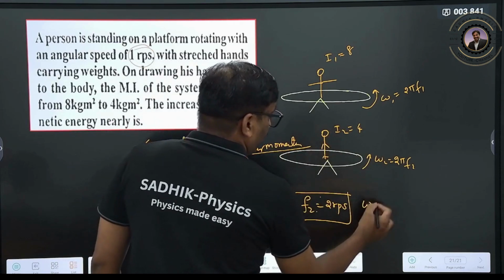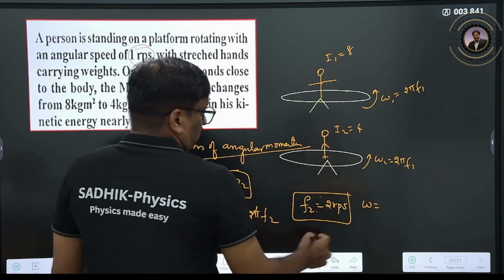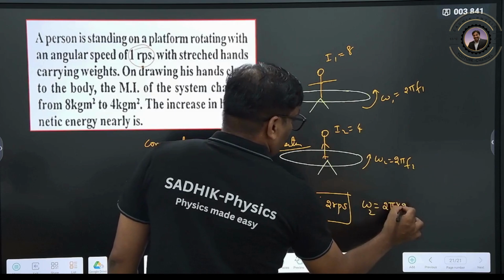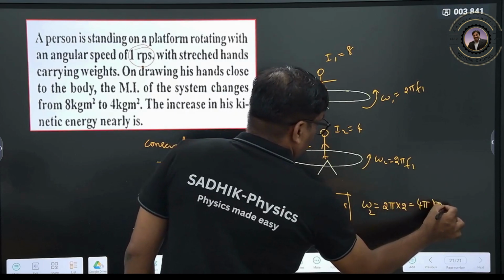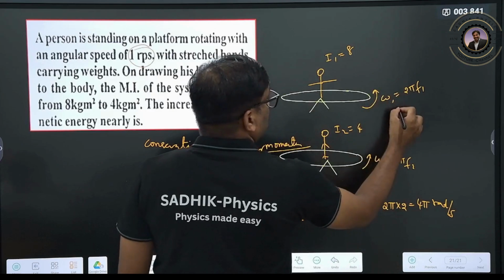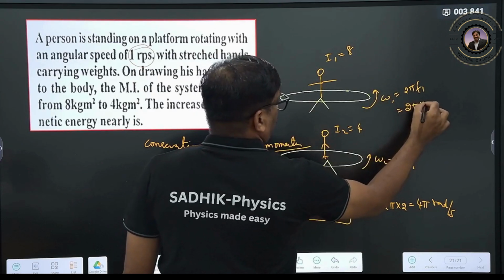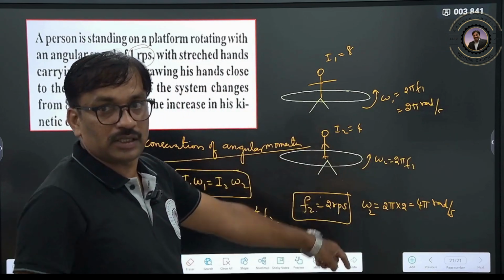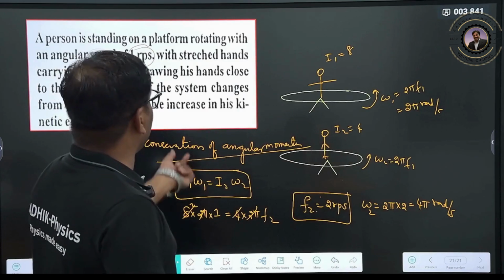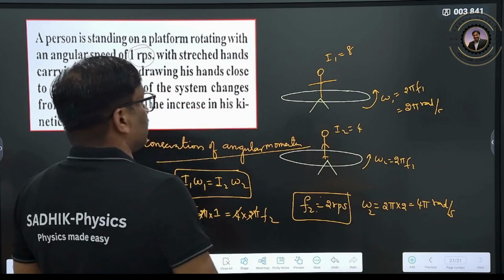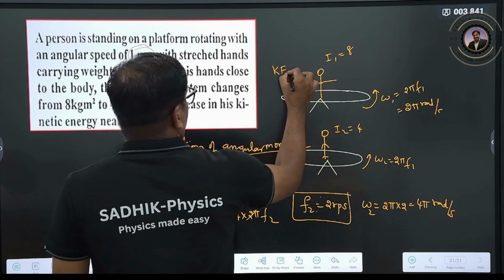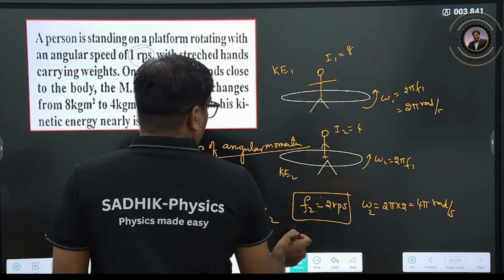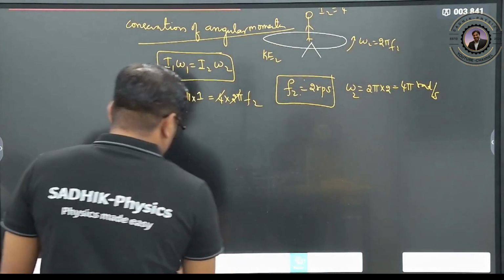So omega 2, what will happen now? Therefore 2 pi into 2, therefore 4 pi radian per second. Omega 1 is how much now? Therefore 2 pi radian per second. Clear? So what happened now? We want to calculate the increase in kinetic energy. That means he has some kinetic energy K1, and kinetic energy K2. So what will be the change in kinetic energy now?